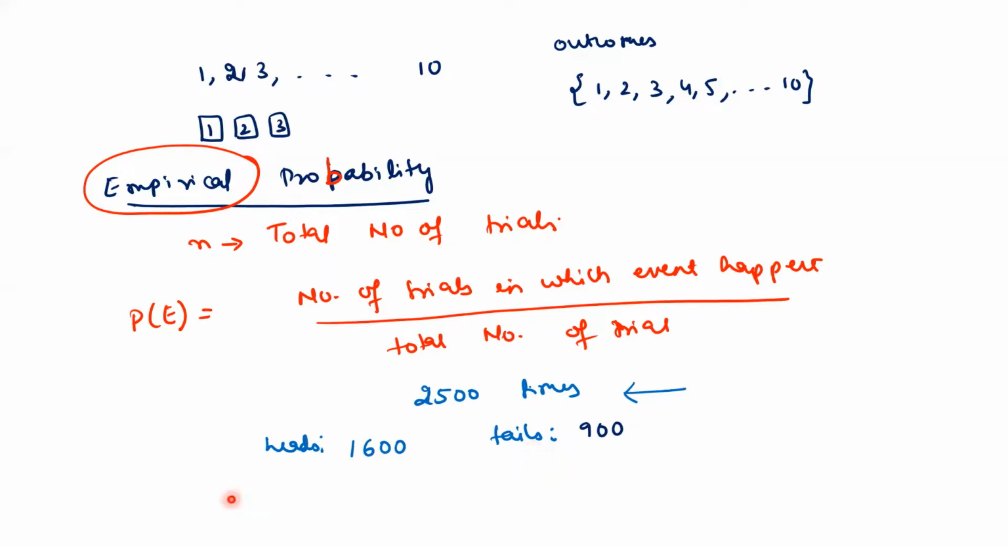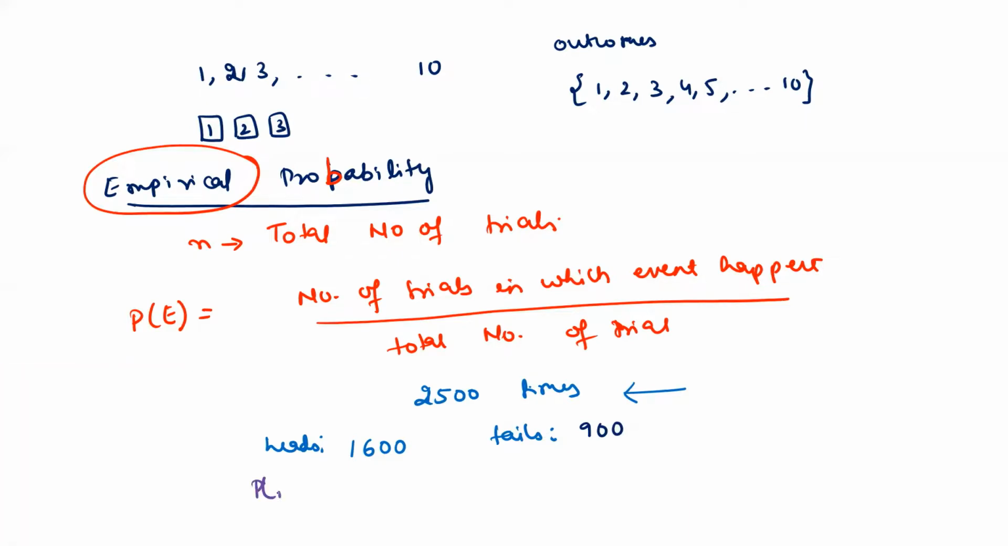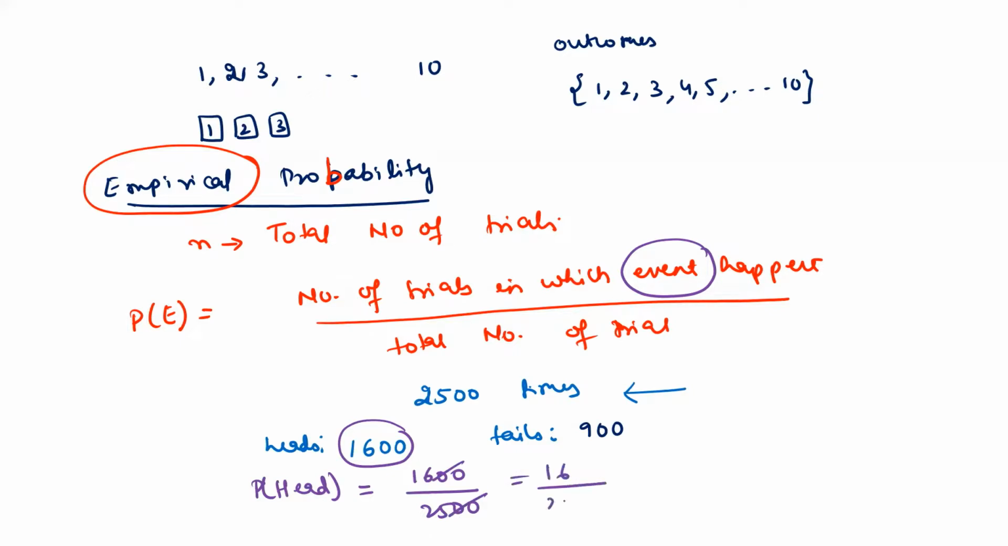If a coin is tossed randomly, what is the probability of getting a head? The question will be, what is the probability of getting a head? I want heads. How many times has head occurred? 1,600. How many trials are done? Simplify this.